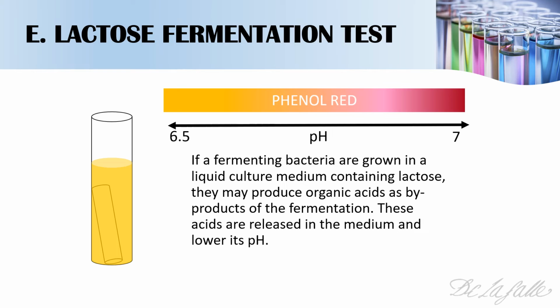Gas produced during the fermentation process can be detected using a small inverted tube, the Durham tube, within the culture medium. If gas is produced, the medium inside the Durham tube will be displaced, trapping the gas in the form of a bubble. So you see that space in the Durham tube indicates gas production.